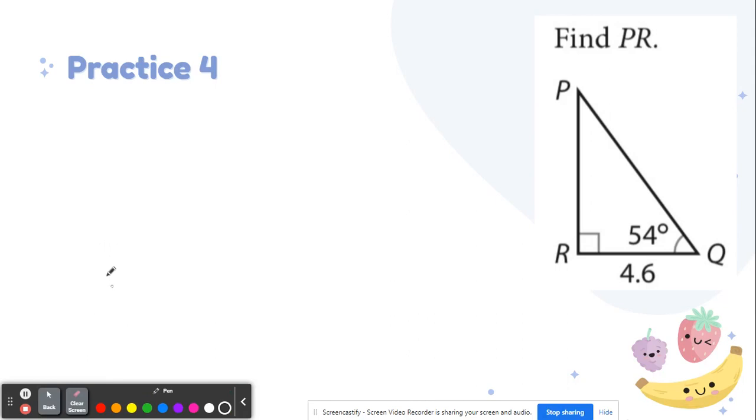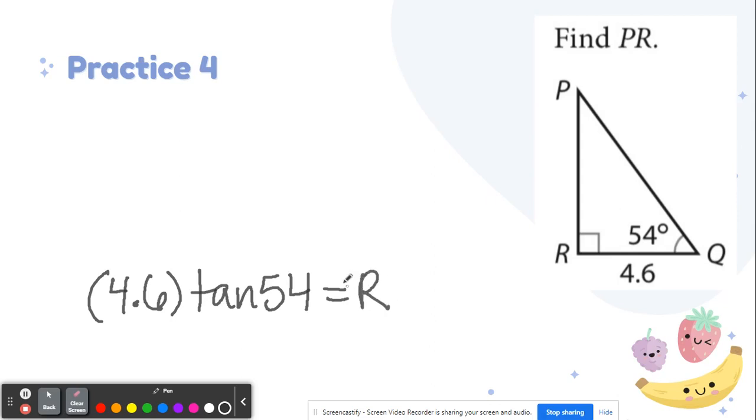Remember what we ended up with? Ended up being 4.6 times tan 54 as your final answer for PR. Oops, sorry about that. So then it was 6.3 is your final answer for PR.